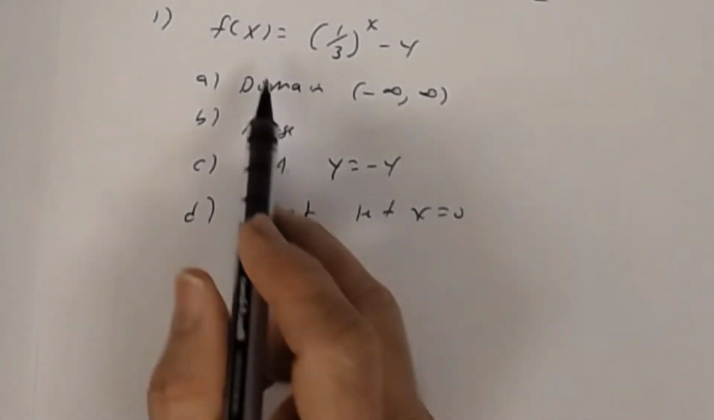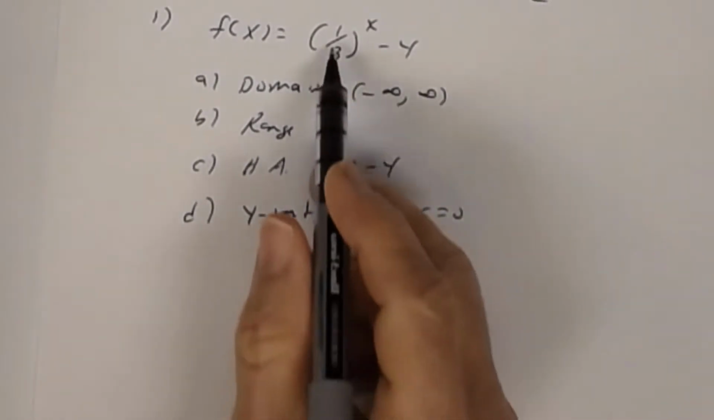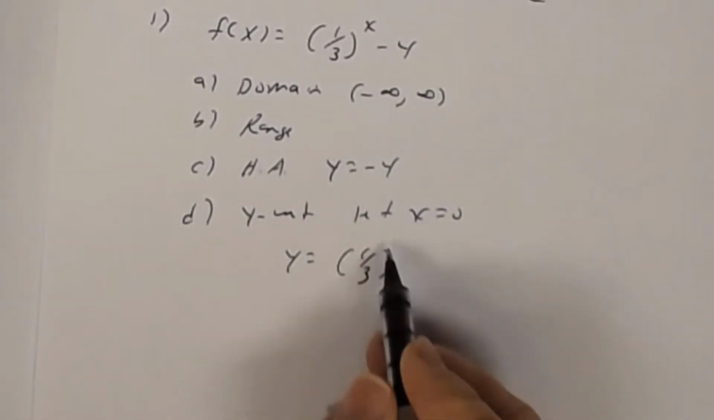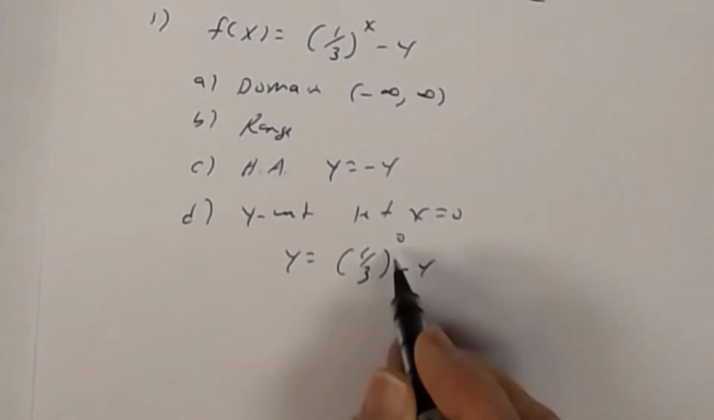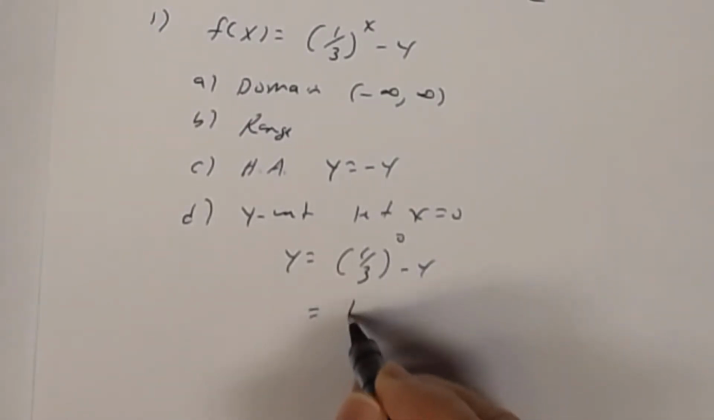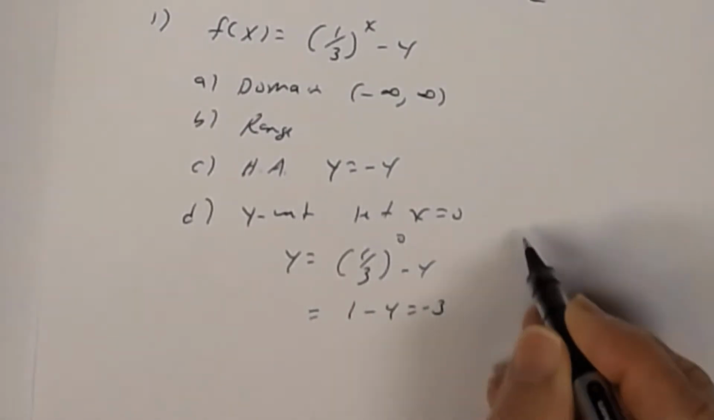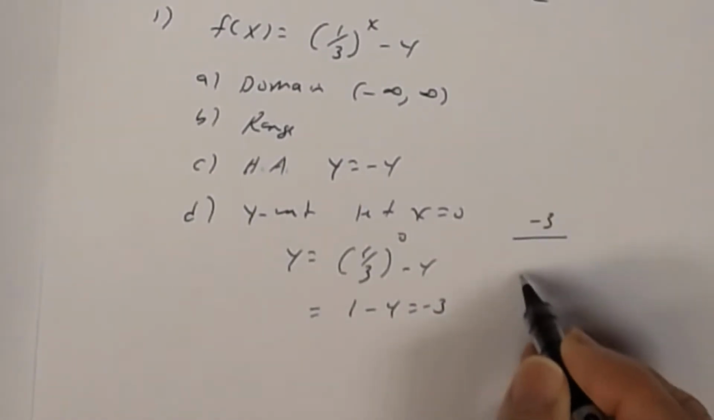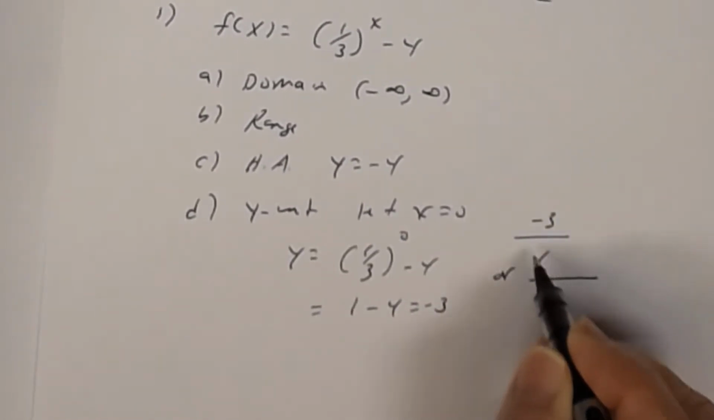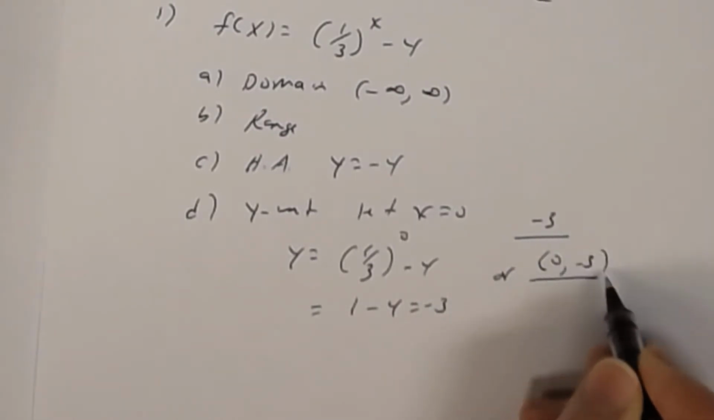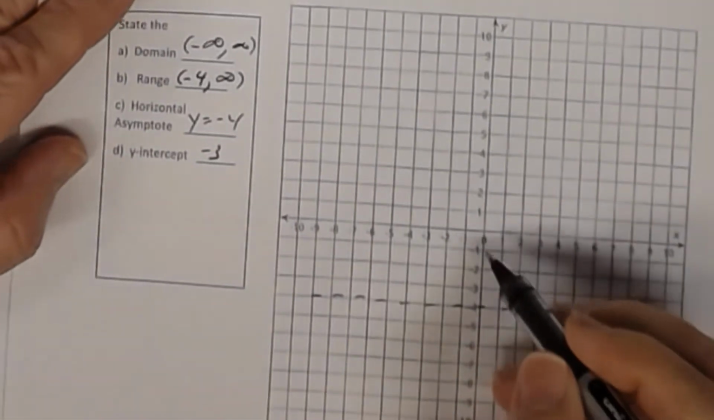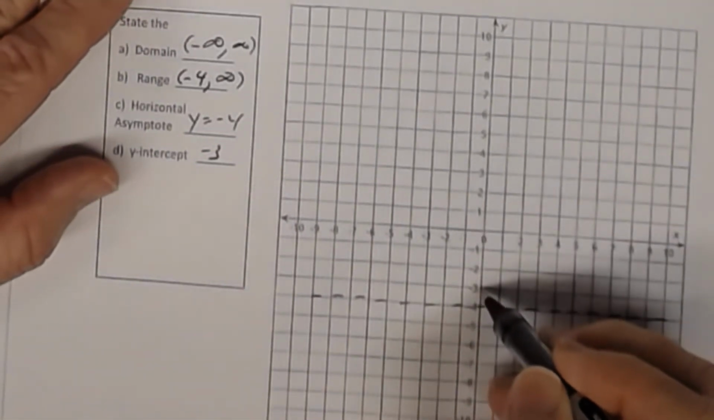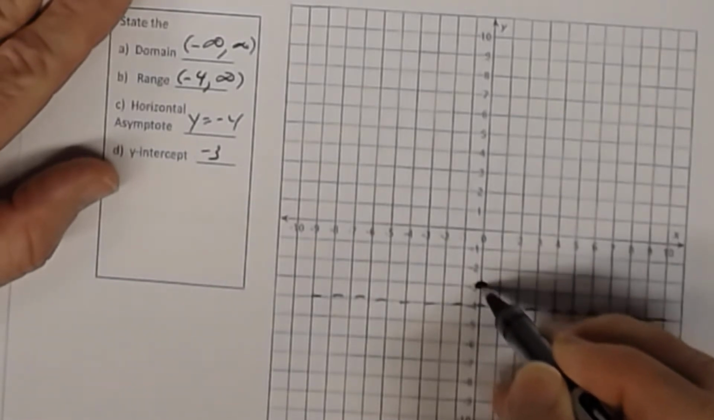When I let x be 0, I get y equals 1/3 to the 0 power minus 4. Well, 1/3 raised to the 0 power we know is 1, and 1 minus 4 is -3. So my y-intercept is -3. If you want to write this as an ordered pair, you can write it as x is 0, y is -3. So right away, I know one point of the graph. I know that my graph's going to cross the y-axis at -3. So there's one of my points right here.